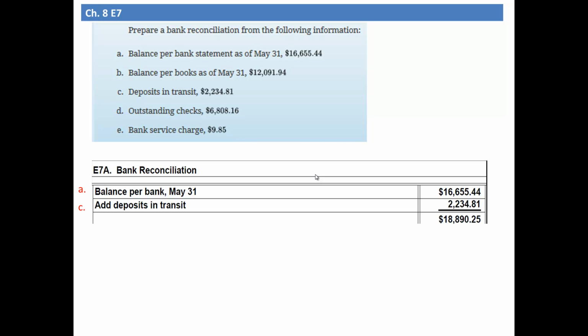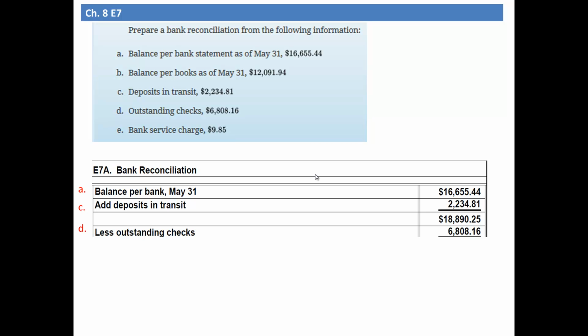And then we look for any outstanding checks. You can see for D, we have a lot of outstanding checks, $6,808.16 worth of outstanding checks. Outstanding checks are checks that your company has written, you've credited your cash account for those amounts, you've subtracted them out, but they just haven't cleared the bank yet. But as they clear the bank, they will be subtracted out of your bank balance. So we're going to subtract them all out now in order to get our balances to be equal.